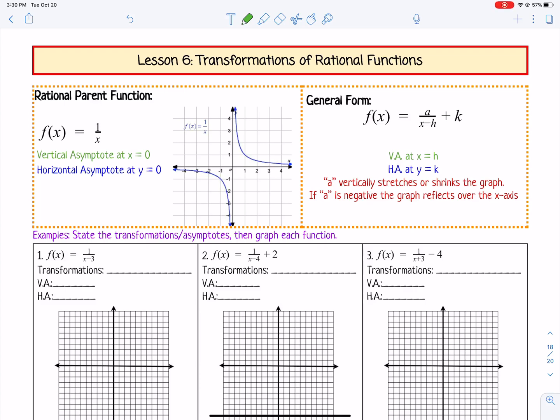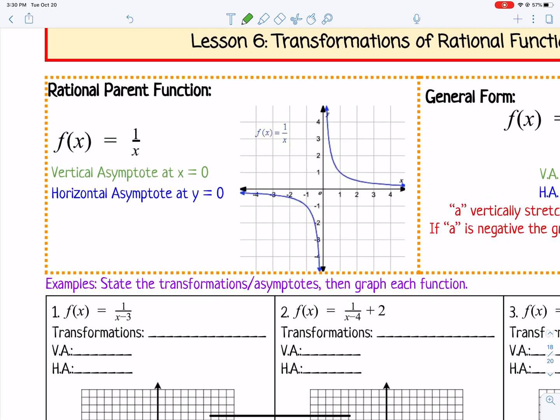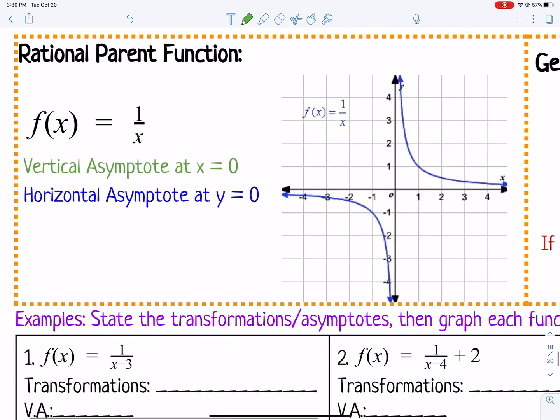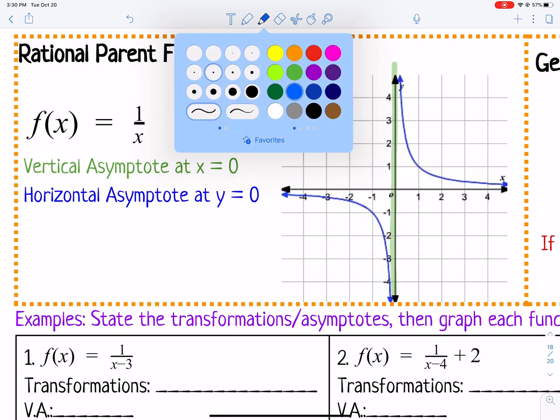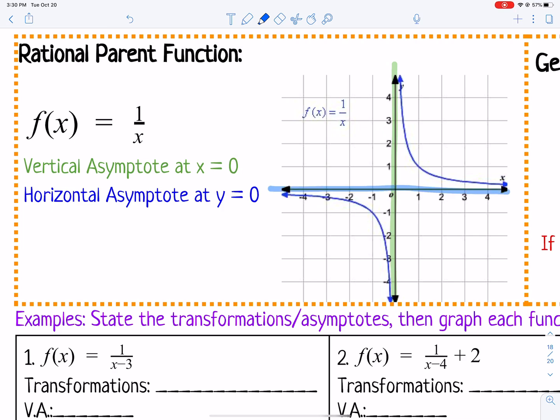In this video, we're going to take a look at transformations of rational functions. So first, let's just take a close-up look at the rational parent function. So we have f of x equals 1 over x. That has a vertical asymptote at x equals 0, and it has a horizontal asymptote at y equals 0. Notice also that the branches of the graph are drawn in the first and the third quadrant. So when you have a positive function, that's where those branches are going to be.